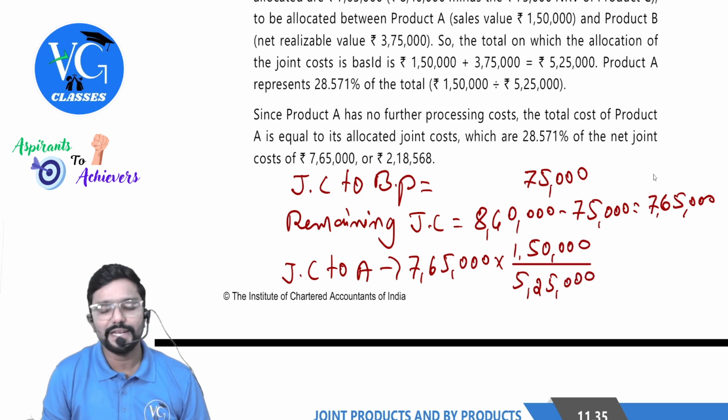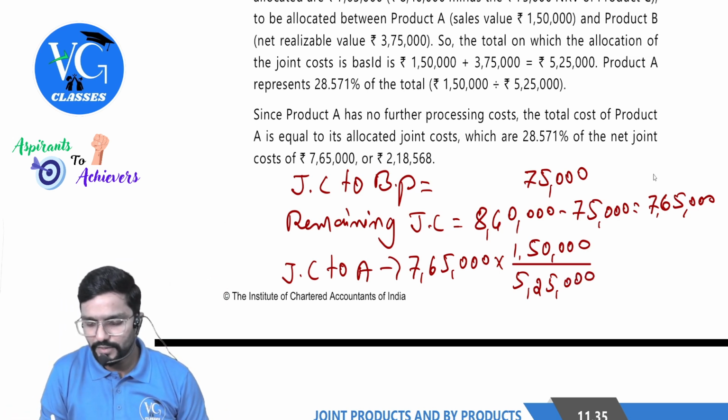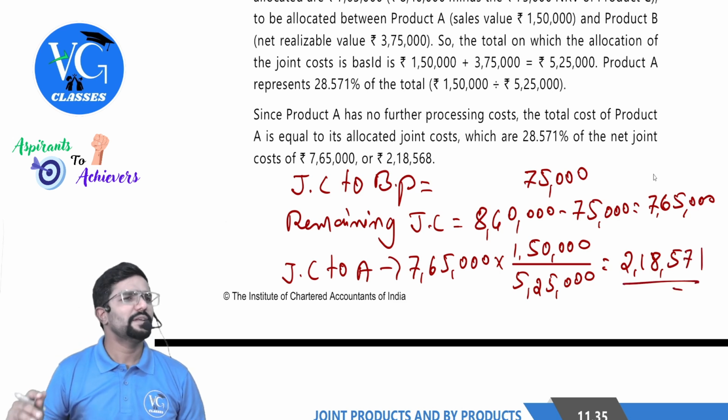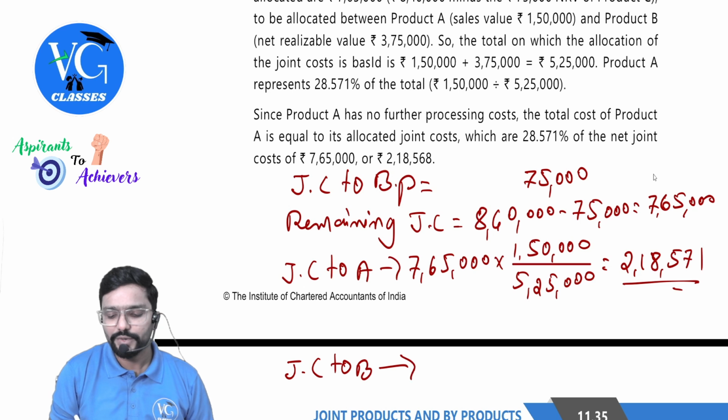Sir, how did you get 5 lakh 25? Net realizable value of A plus B, 2 lakh... 18,571 you will get. Remaining you can put it to B. No sir, I want to calculate that cost. They have actually not asked, but I am just showing.